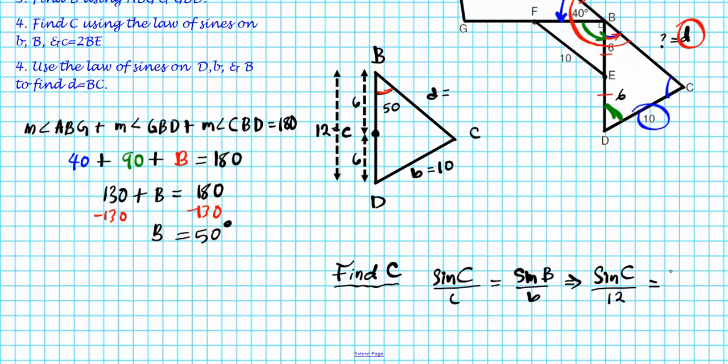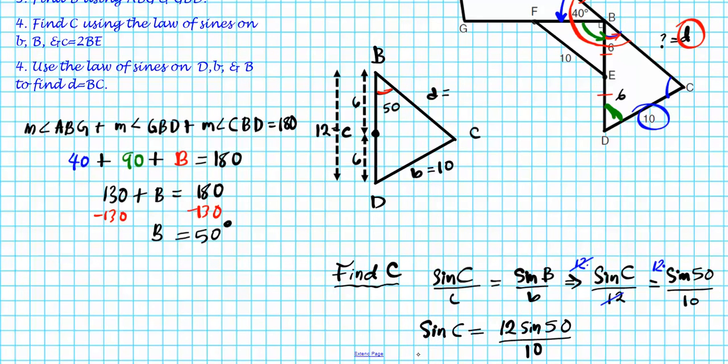Equals sine big B is 50. Little b is what? What is little b? 10. Okay, so to get sine C isolated, we multiply both sides by 12. So we have some cancellation action happening on the left side. And then we have sine big C equals 12 sine 50 over 10.